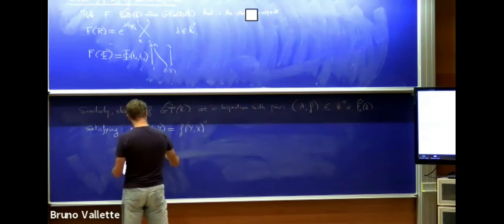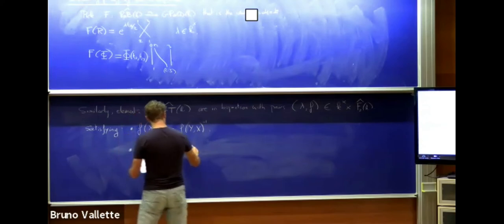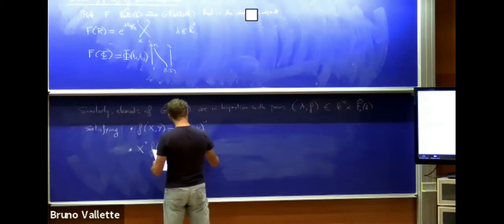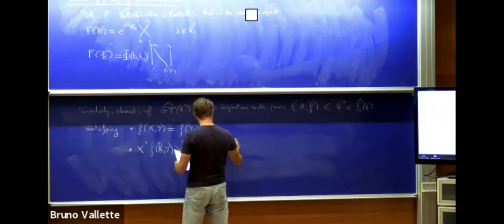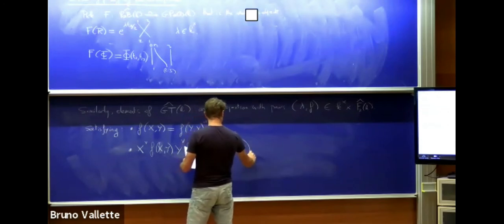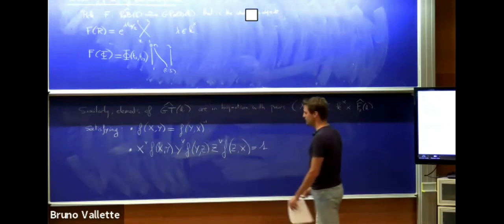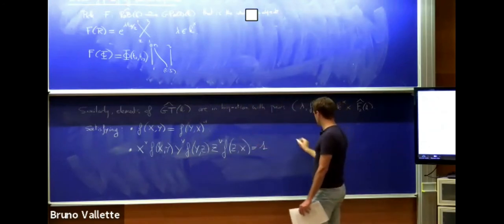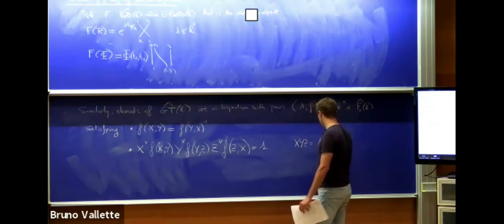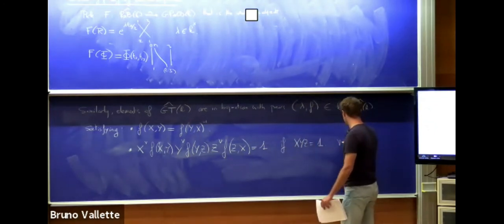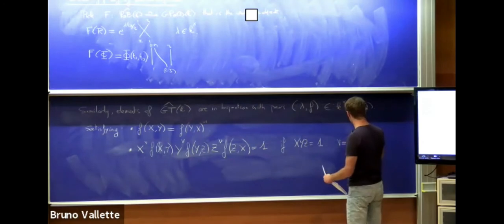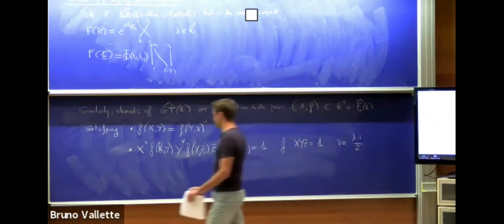So f of x, y to the nu, f of y, z, and z to the nu. This should be one in a group generated by three elements x, y, z, where the product of x, y, and z should be one. And nu is lambda minus one over two. And I will explain in a moment why there's this weird thing here.